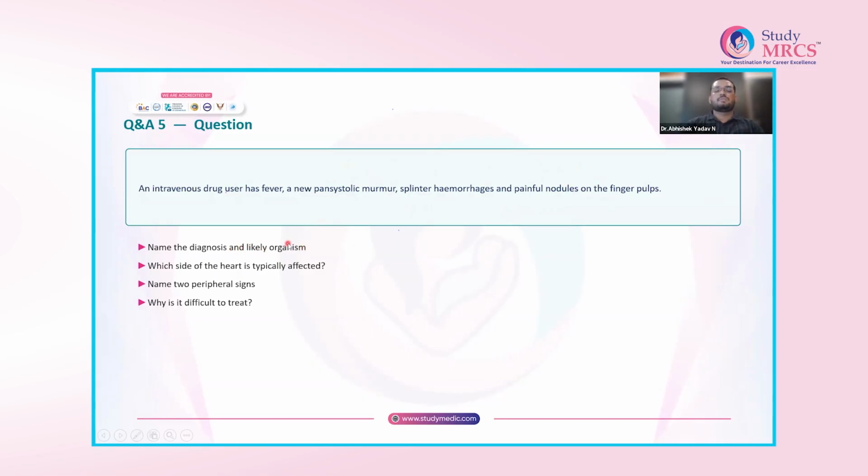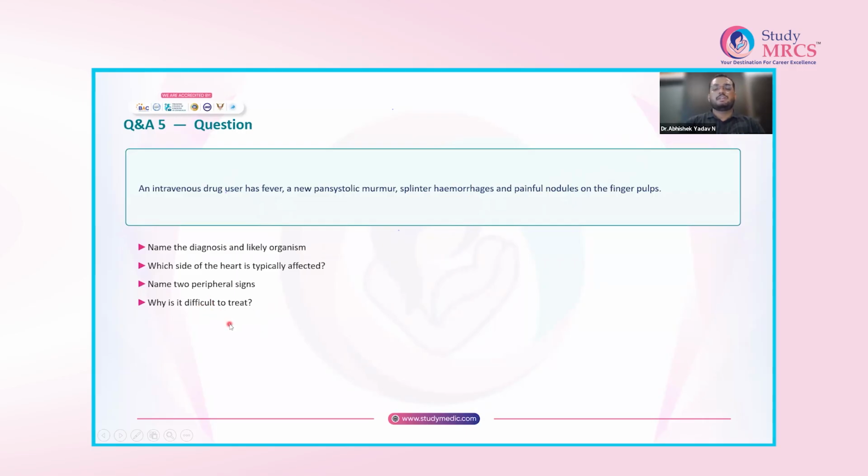The most common organism will be Staph aureus, and in IV drug abusers most commonly it will be Staph aureus and the HACEK group of organisms. After a dental procedure, it's Streptococcus viridans. Which side of the heart is involved? Since it's an IV drug abuser, it's the right side. Two peripheral signs, as I said: Osler's nodes, Janeway lesions, and splinter hemorrhages are the peripheral signs. Clinical features include a narrow pulse pressure.